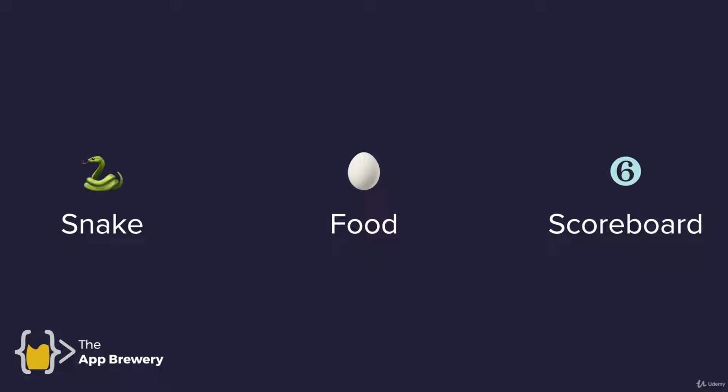So that by the end of the whole project, we should end up with 3 classes: a snake class, a food class, and a scoreboard. And all of these classes will be in separate files managing only one thing.